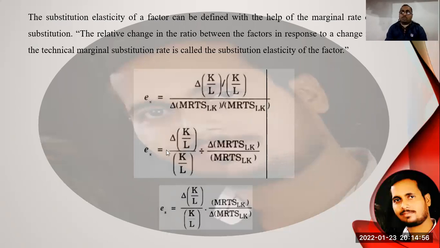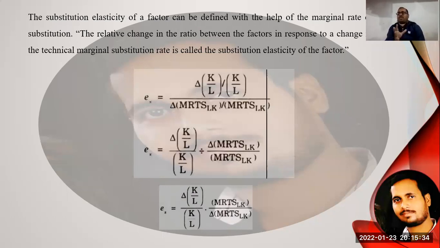Now this equation is simplified. Elasticity of substitution is equal to delta KL, capital and labor, upon KL. Similarly, this is simplified further: delta MRTS of LK upon MRTS of LK. And further it will be simplified: elasticity of substitution is equal to delta KL upon KL, into the interchange of this, MRTS LK upon delta MRTS LK. So this is the formula for getting the substitution.